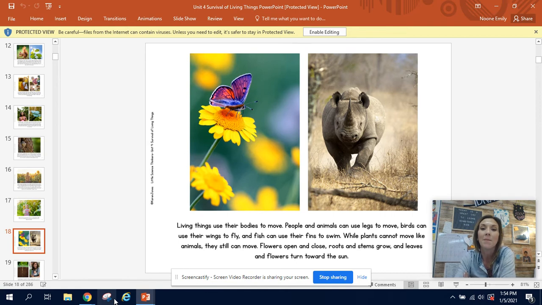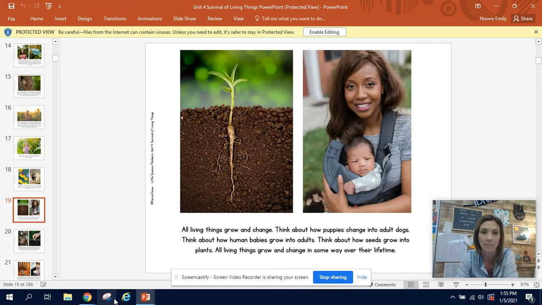Living things use their bodies to move. People and animals can use their legs to move. Birds can use their wings to fly. Fish use their fins to swim. While plants cannot move like animals, they still move. Flowers open and close. Roots and stems grow, and leaves turn towards the sun. Have you ever had a plant in your house and you notice that it starts growing towards the window or towards where the sun is? It's moving to get to the sun.